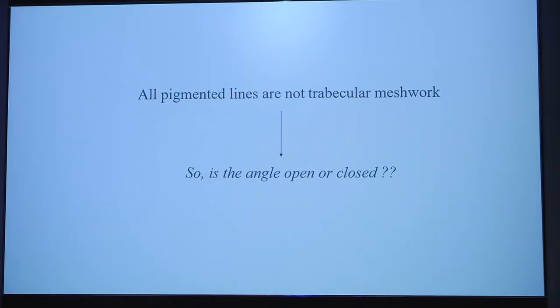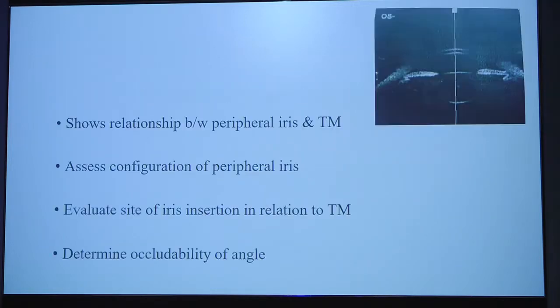So the first confusion is whenever you see pigmentation in the angles and you are confused whether this pigmentation is in an open angle or a closed angle, and whether it is abnormal pigmentation or the trabecular meshwork. So the first confusion is, this angle that you are seeing, is it open or closed?